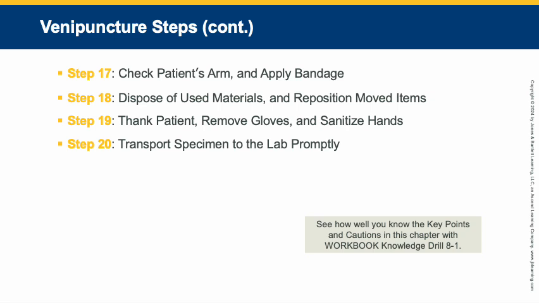Check your patient's arm. If it stopped bleeding, apply the bandage. Dispose of all the rest of the used materials, like your other garbage that does not go in the sharps container, and reposition moved items. If you scooted anything out of the way, scoot it back. Thank your patient, remove your gloves, sanitize your hands, and then take the specimens to the lab.